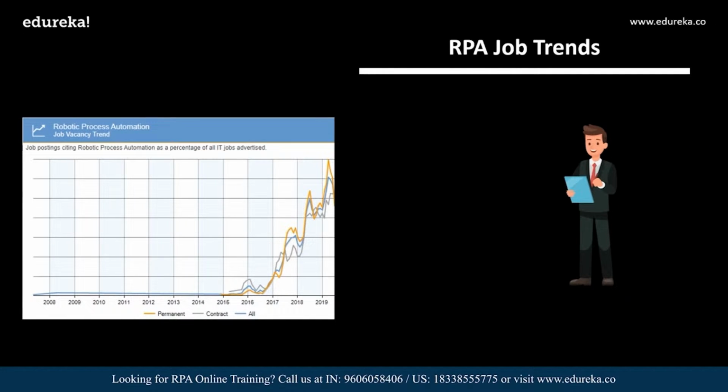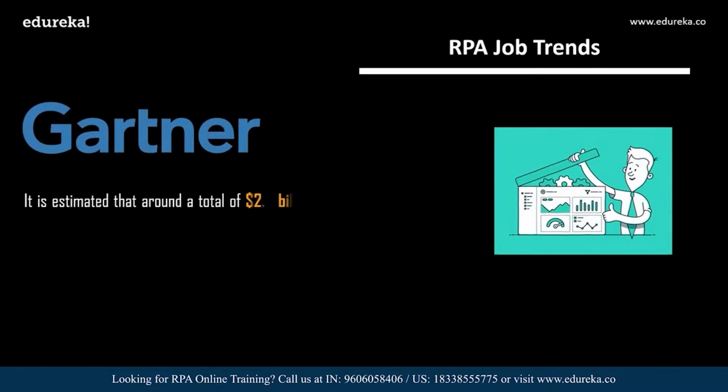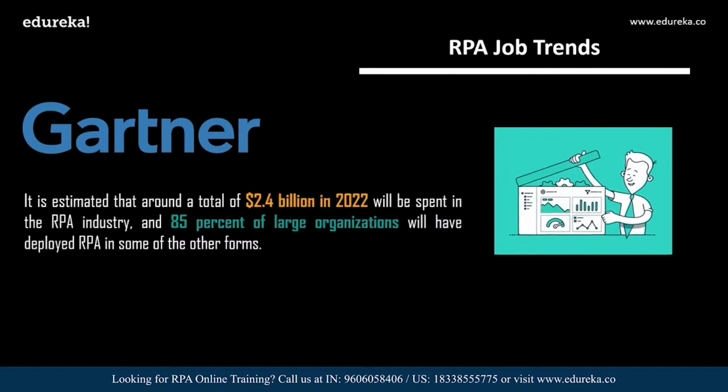So with that, we can definitely determine that RPA developers' career opportunities will only shoot through the roof, where both startups and well-established companies such as IBM, Infosys, KPMG are offering lucrative salaries to RPA developers. Not only this, but according to Gartner, a total of $2.4 billion is estimated to be spent in the field of RPA by 2022, and also 85% of large organizations will have deployed RPA in some form or other.